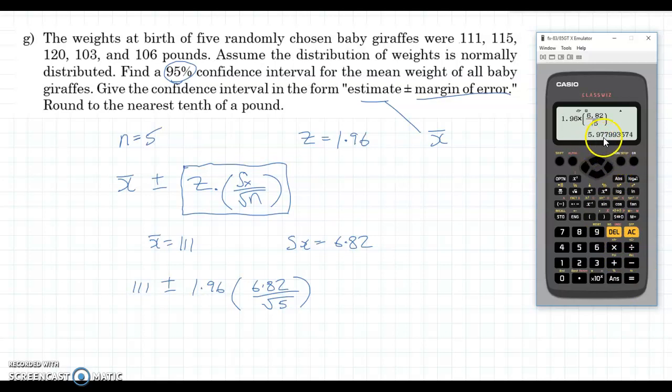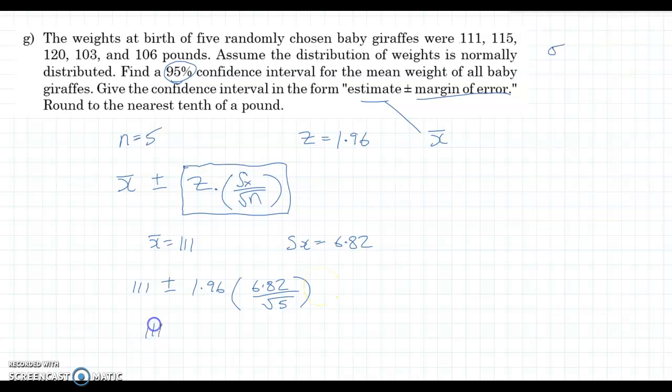And we get 5.977. We're told to round to the nearest tenth of a pound. The 9 is 9 tenths, but the next digit is a 7, so that's high and brings the 9 up to a 10. So it's going to be 6.0. We put in the 0.0 to indicate that we're rounding to a tenth. So our answer is 111 pounds plus or minus 6.0 pounds.